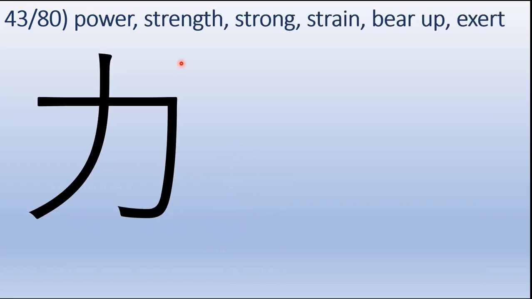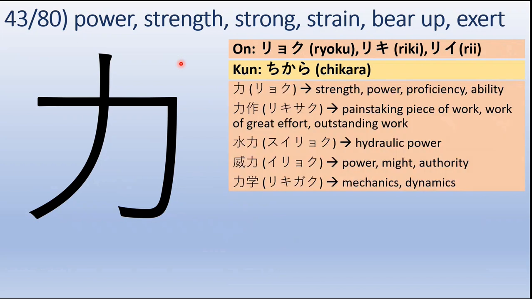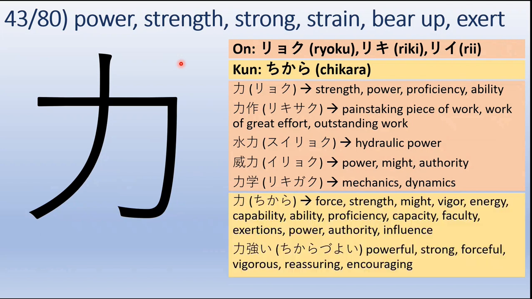Next is the kanji for power, strength, strong, strain, bear up, or exert. The onyomi readings are ryoku, riki, ri, and kun'yomi reading is chikara. The onyomi usage, ryoku, which means strength, power, proficiency, ability. Then we have rikisaku, which means painstaking piece of work, work of great effort, outstanding work. Then we have suiryoku, which means hydraulic power, that is water power. Then we have iryoku, which is power, might, authority. Then we have rikigaku, which means mechanics and dynamics.